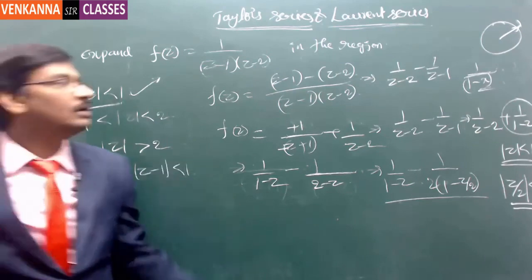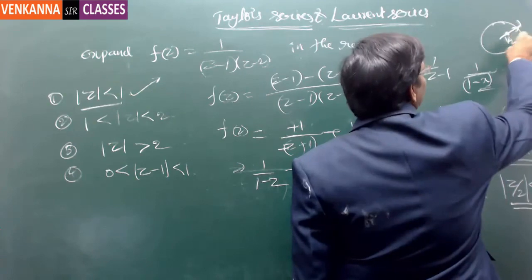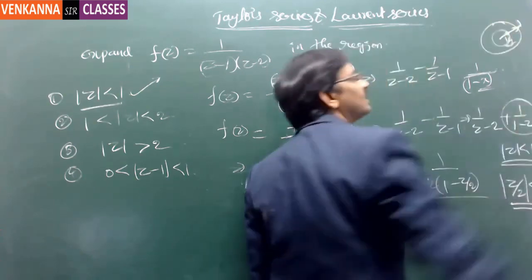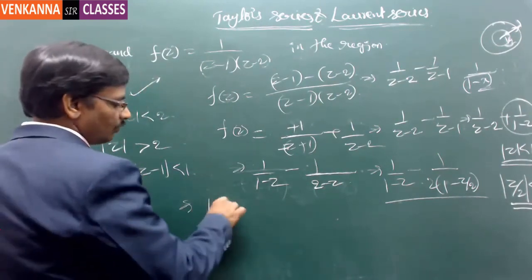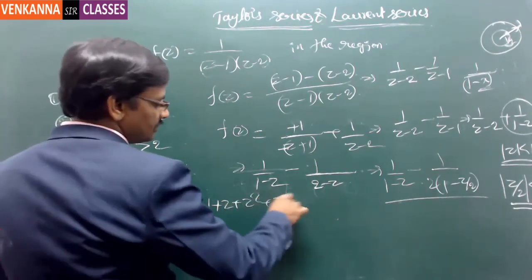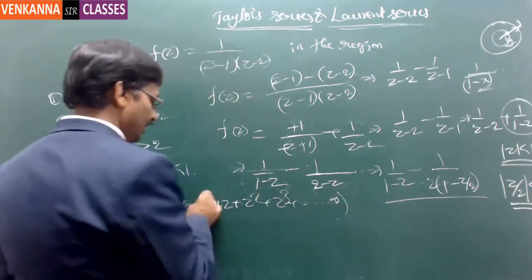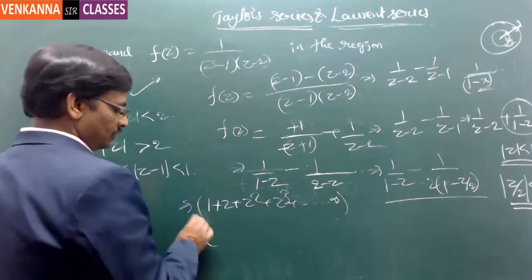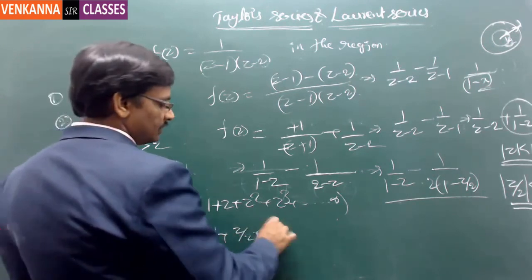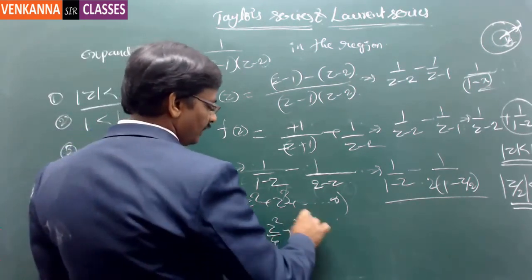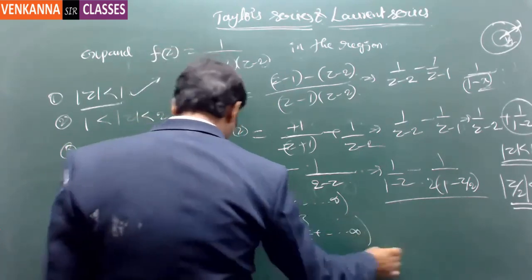Got it? So suppose if I consider here, this is mod z by 2, this radius is 1 by 2 only. So it is anyway less than 1. Got it? Then you can expand with the help of binomial expansion. 1 plus z square plus z cube plus dash dash dash up to infinity for the first expansion, minus for the second expansion 1 by 2 times of 1 plus z by 2 plus z square by 4 plus z cube by 8 plus dash dash dash up to infinity. Now this needs to be simplified.